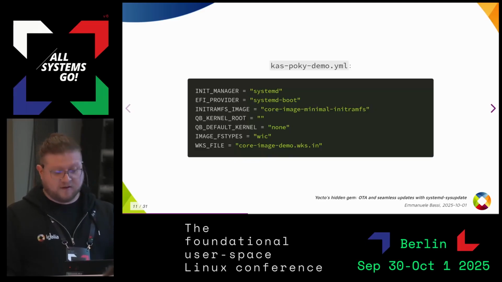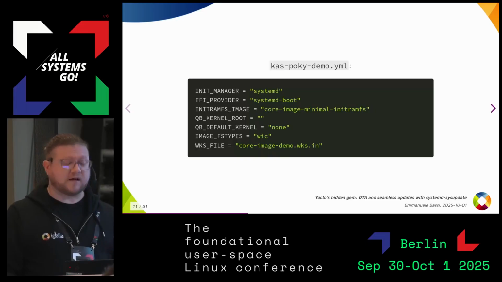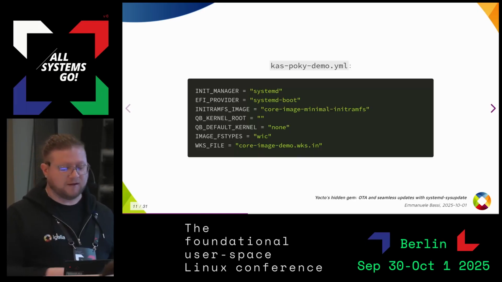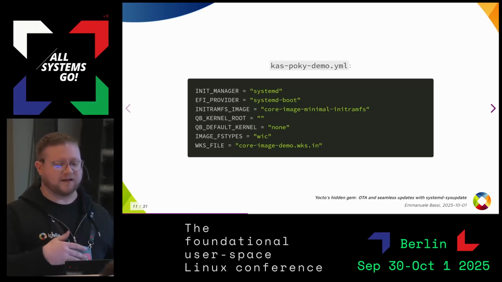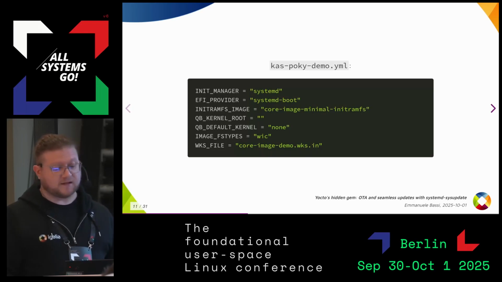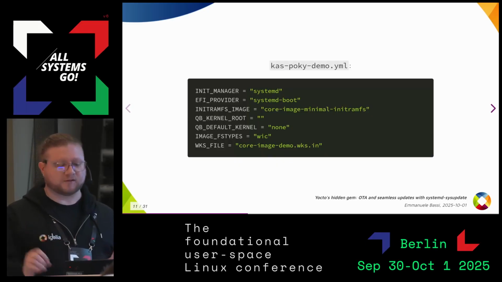These are a bunch of environment variables that are set up to configure the Poky image. Of course, we want to have systemd as the init manager. We want to have systemd-boot for the EFI bootloader. And the last part is the file that determines how we are going to partition the system.